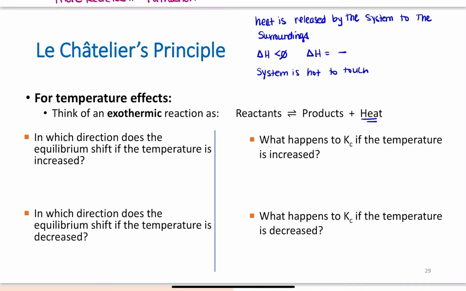With that in mind, let's look through the same things we just discussed. In which direction does the equilibrium shift if the temperature is increased? If I increase the temperature on an exothermic reaction, this throws students off. It's already hot. What is increasing the temperature going to do? It's an equilibrium. If I increase the temperature, it's going to throw the reaction back towards making more of the reactant. It's going to shift the reaction to the left.